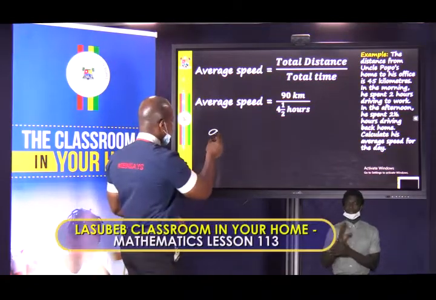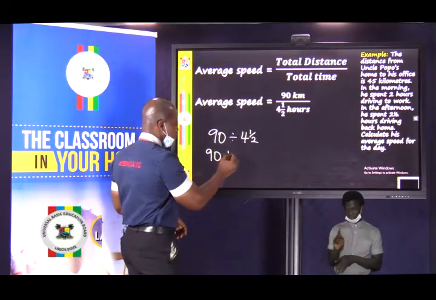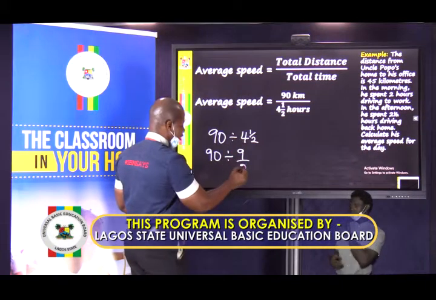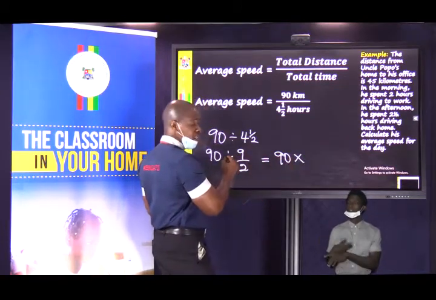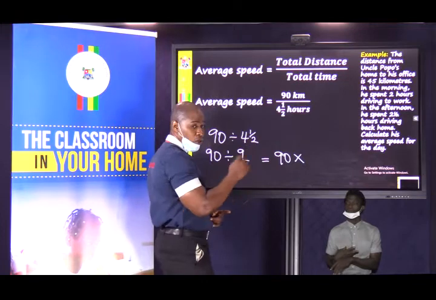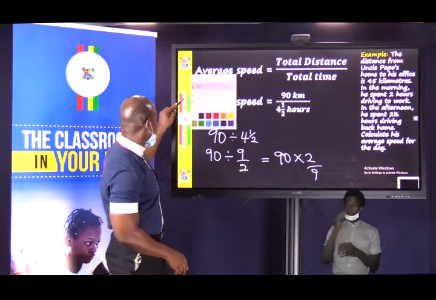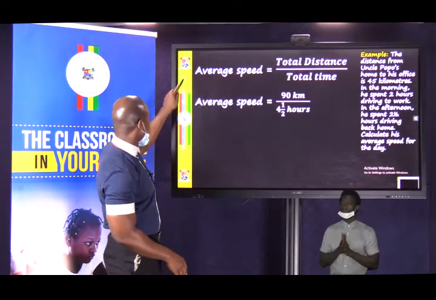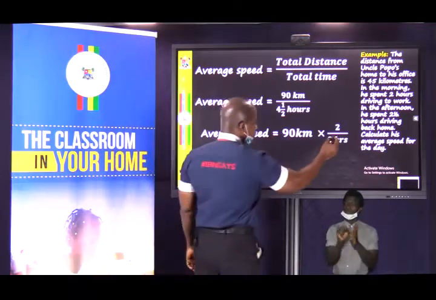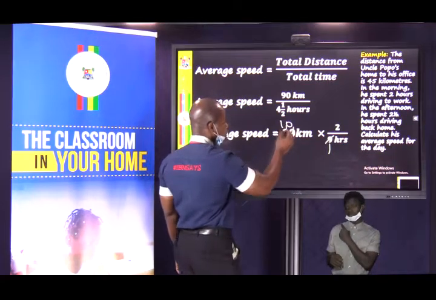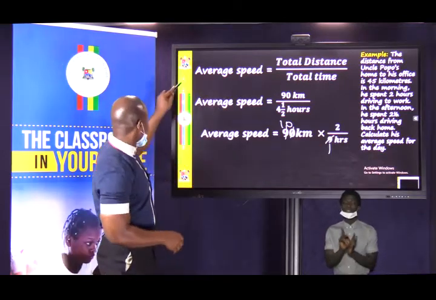Let's resolve that here quickly. 90 kilometers divided by 4.5 is the same thing as saying 90 kilometers divided by 9 over 2, since 2 times 4 is 8, plus 1, is 9. But of course, that is the same as changing this division to multiplication and taking the reciprocal of the divisor. That will be 2 over 9. So that is what we should have in the next line. 90 times 2 over 9. Of course, it's 90 kilometers times 2 over 9 hours. So 9 goes here 1, 9 goes here 10. Now we have 10 times 2, and that is 20 kilometers per hour. And that should be the average speed.